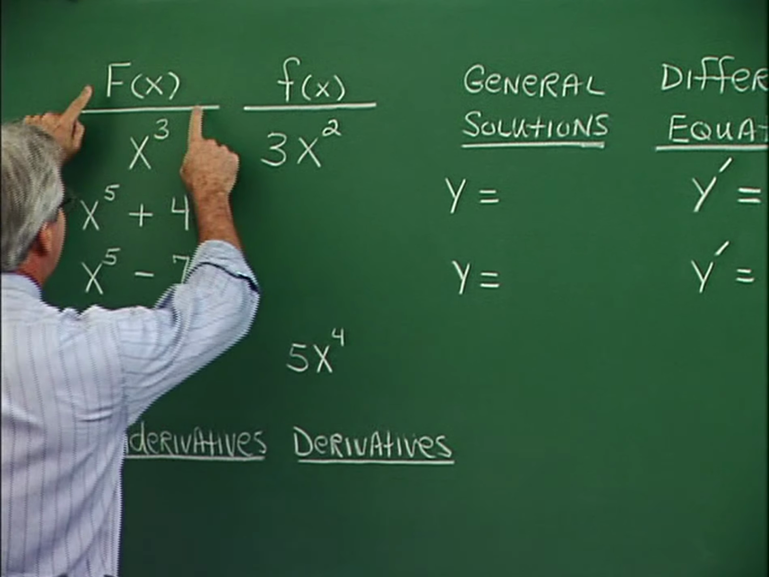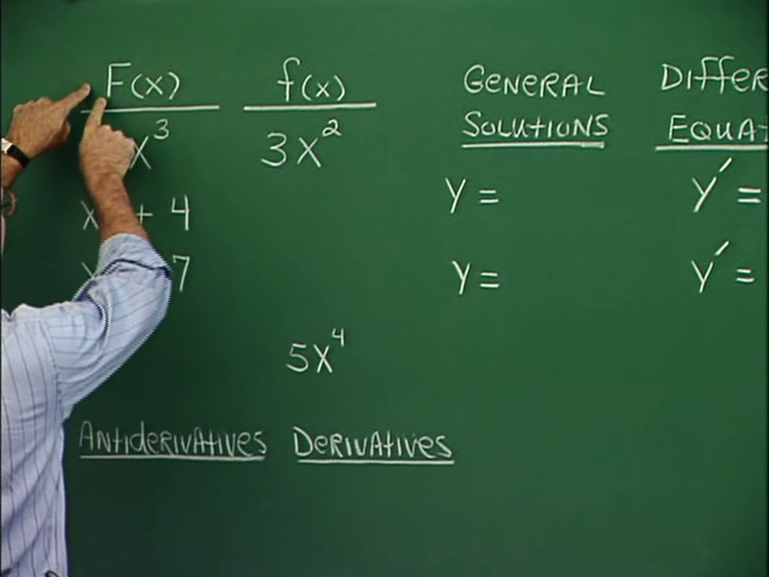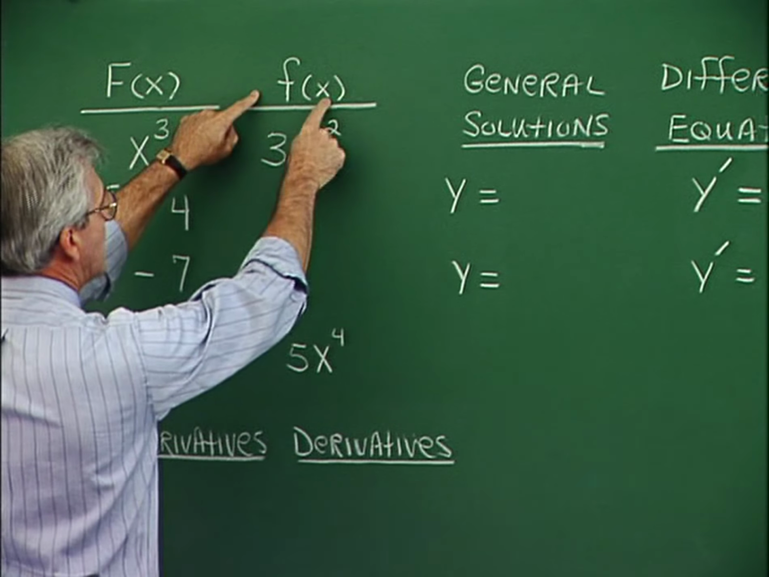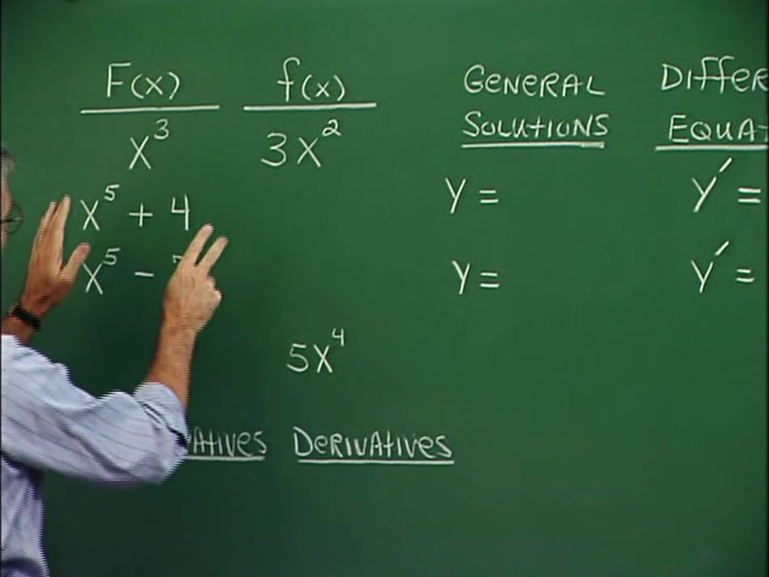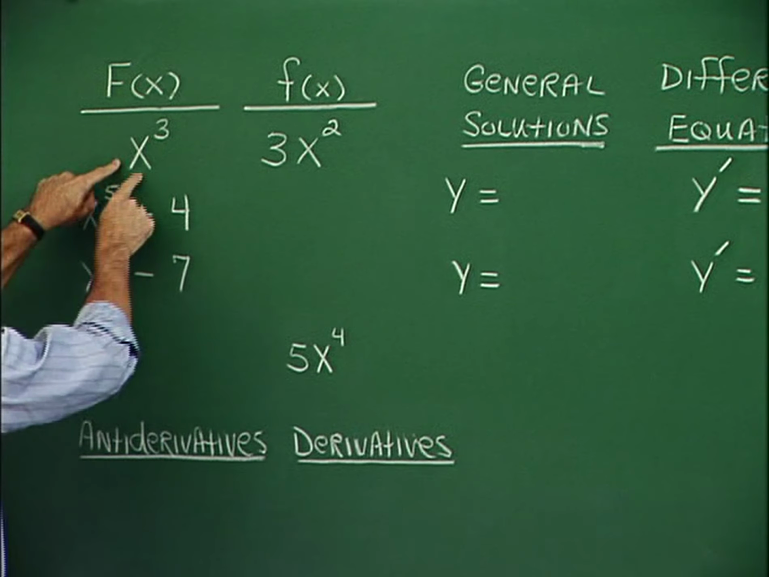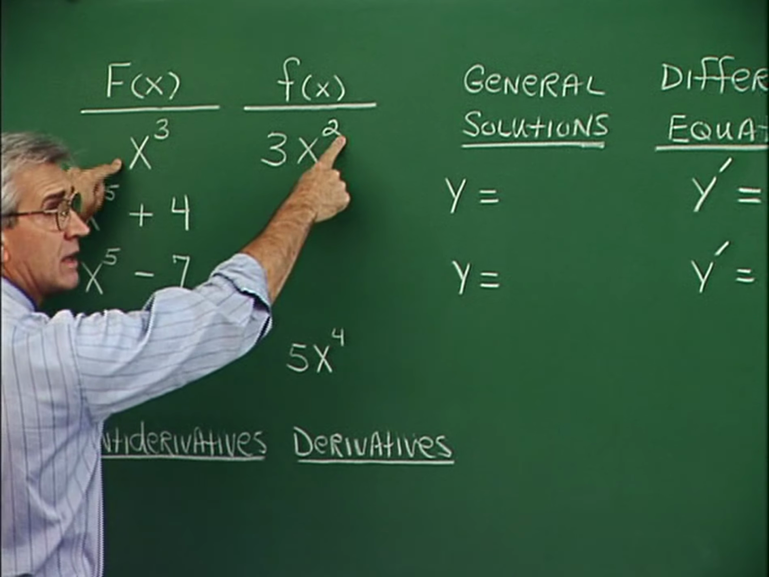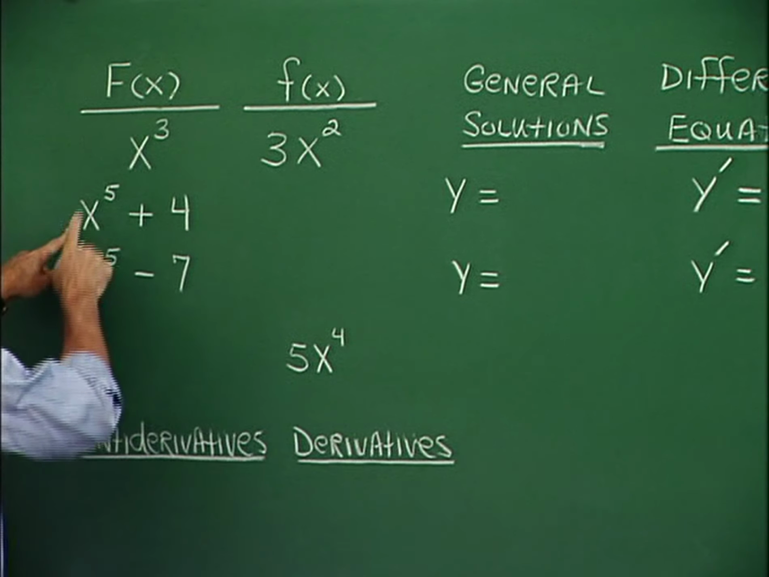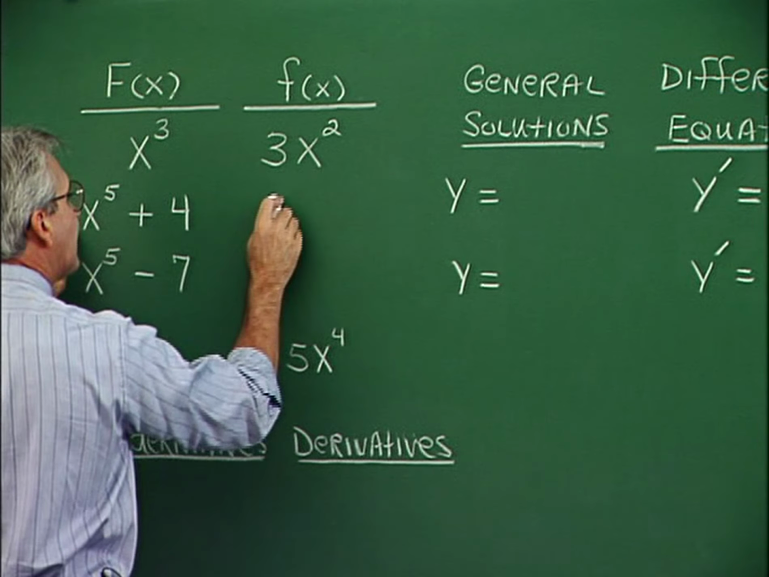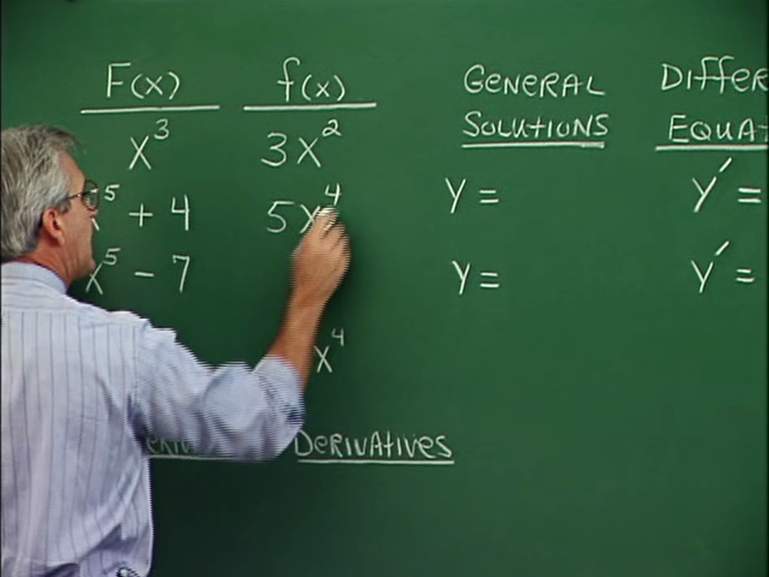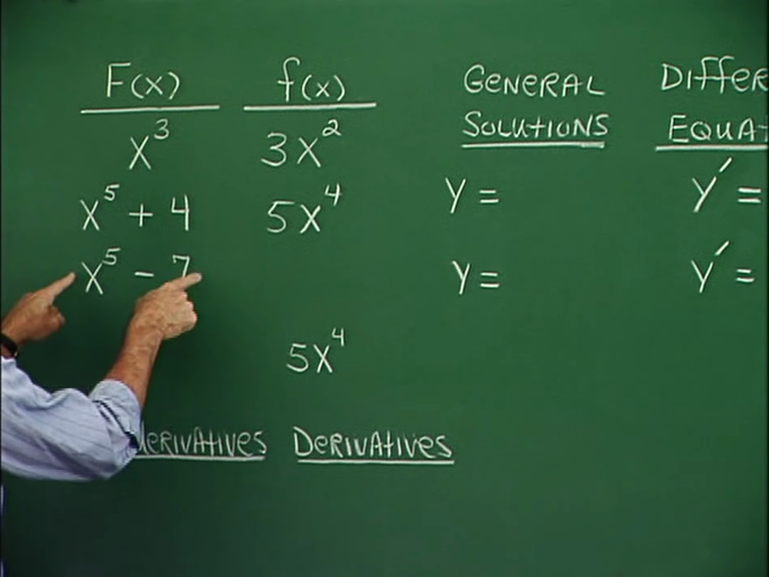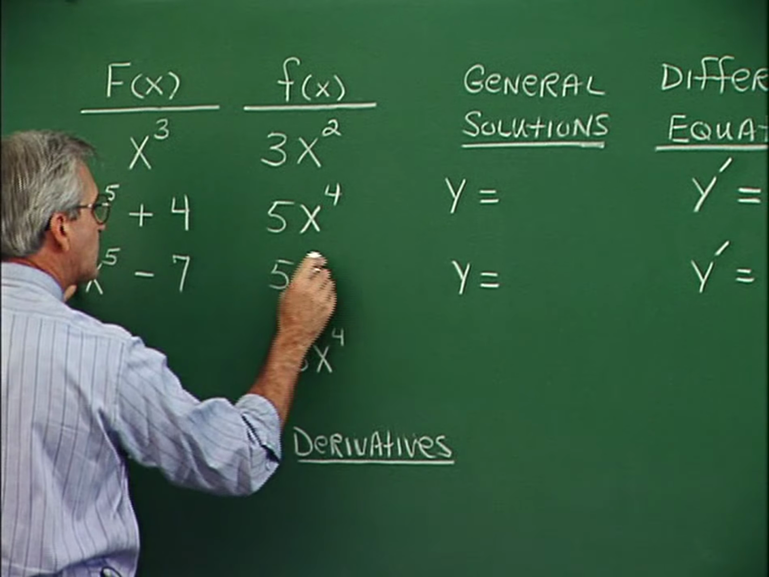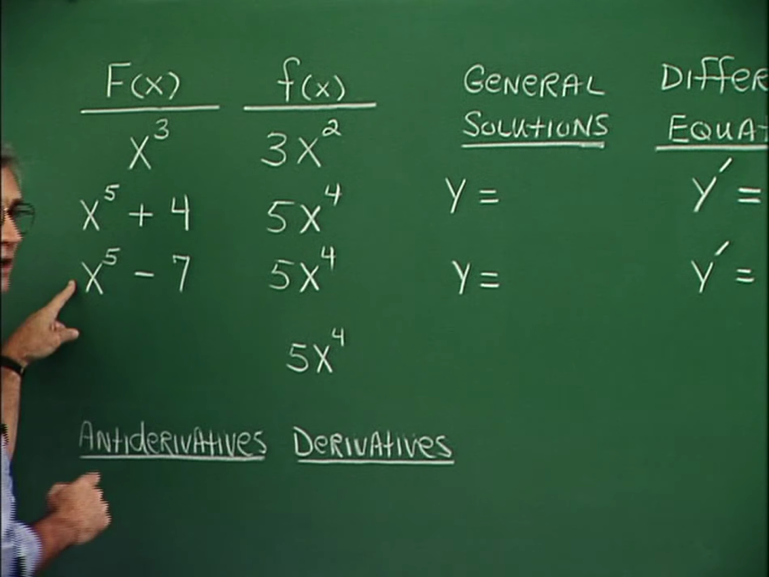Suppose I have functions that I'll designate with an uppercase F of x and functions that I'll designate with a lowercase f of x. And you'll notice that if I take the derivative of x cubed, I get 3x squared. Now, what is the derivative of x to the fifth plus 4? Well, the derivative of x to the fifth is 5x to the fourth, and the constant goes out. The derivative of x to the fifth minus 7: the derivative of x to the fifth is 5x to the fourth, and the constant goes out.